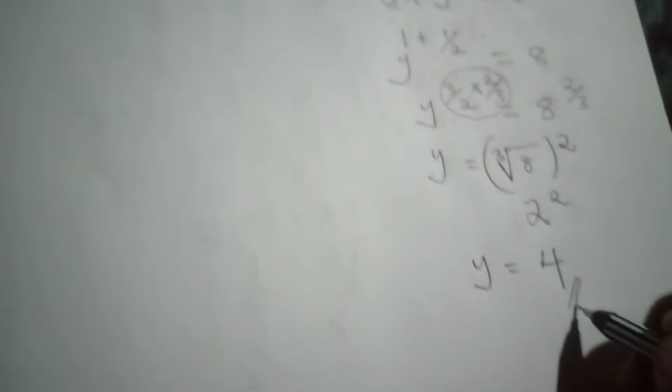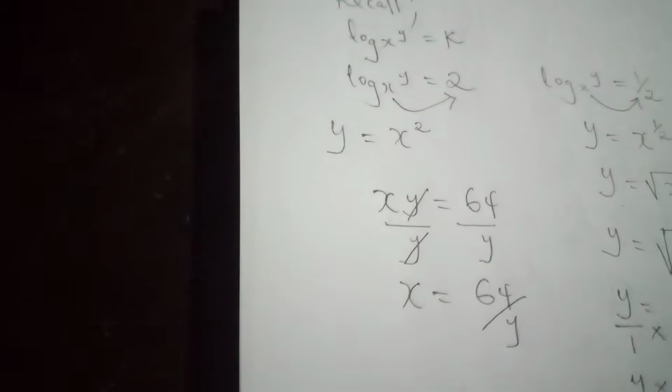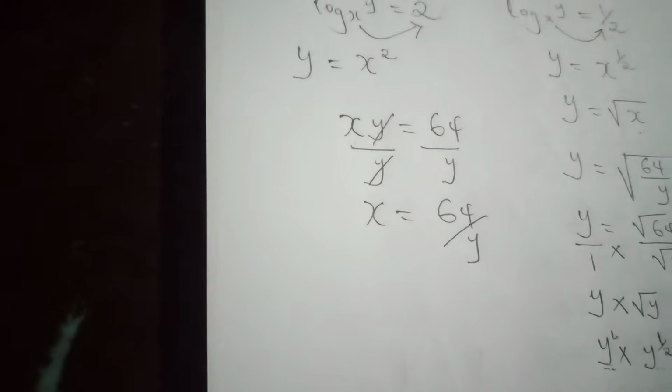So from there you can shift to the other one. Since you have known that the value of y is 4, you can get that equation. So that is y equals x². So 4 equals x². So square root. So x equals what? 2. So these are the possible solutions.